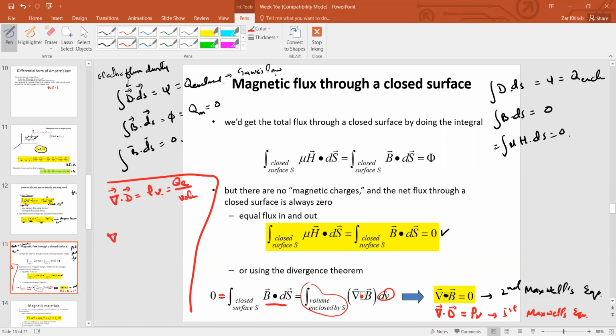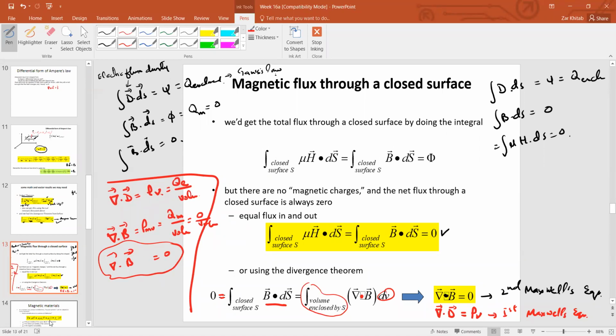So what is the counterpart in magnetism? Similar law in magnetism: divergence B equals magnetic volume charge density, right? Which equals magnetic charge divided by volume. And you know there is no magnetic charge. Magnetic charge is 0. So divergence B is 0. That's the second Maxwell equation.